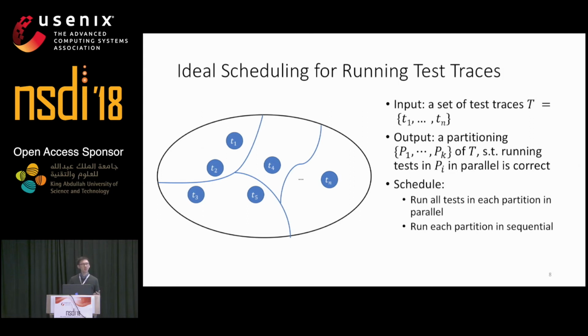Of course, you can imagine that a sequential scheduling corresponds to the case where each partition contains only one test case. So the goal here is that we want to minimize the number of partitions in this partitioning.